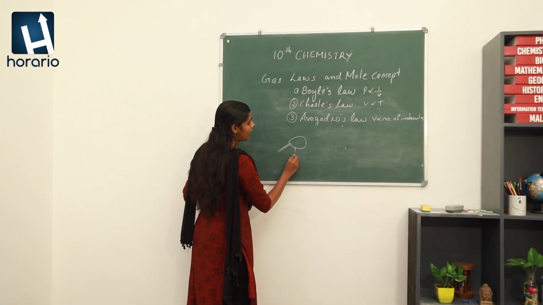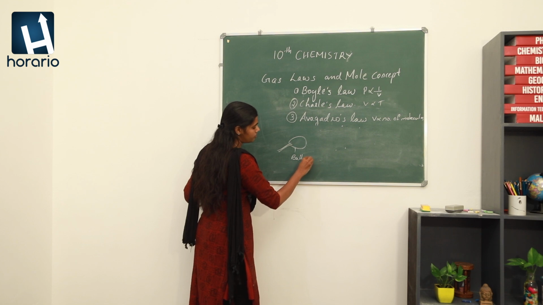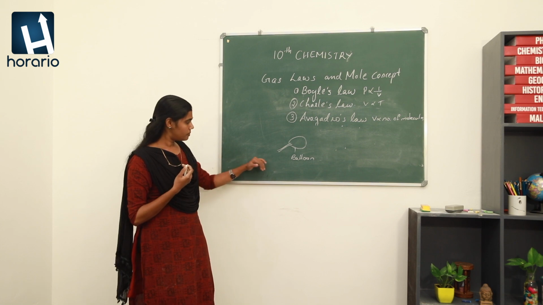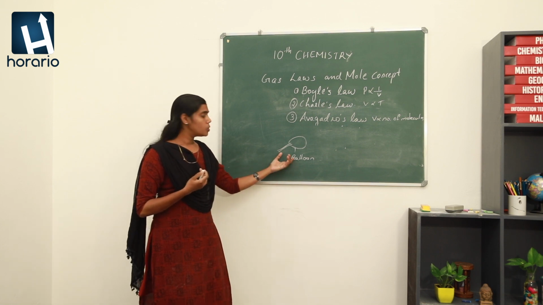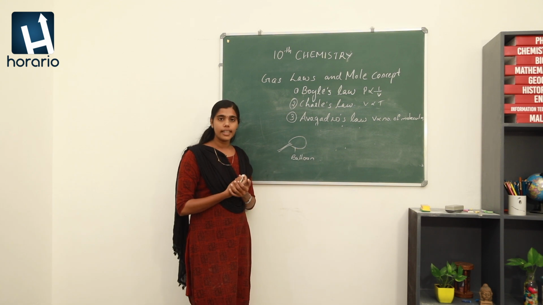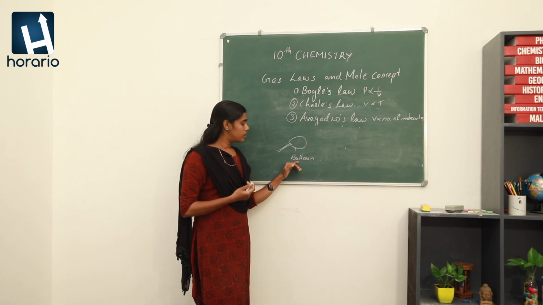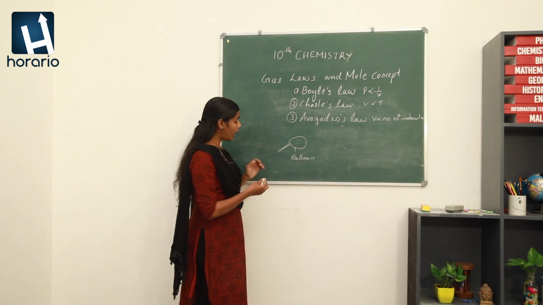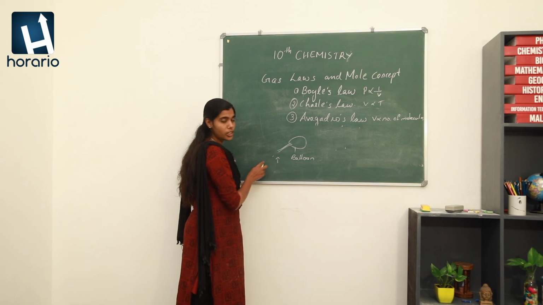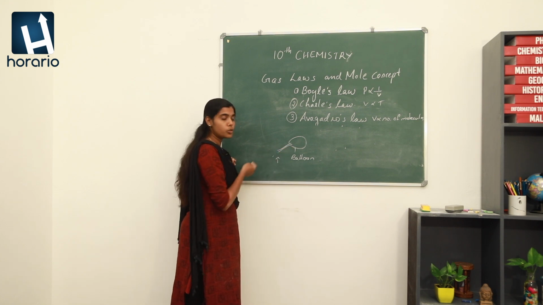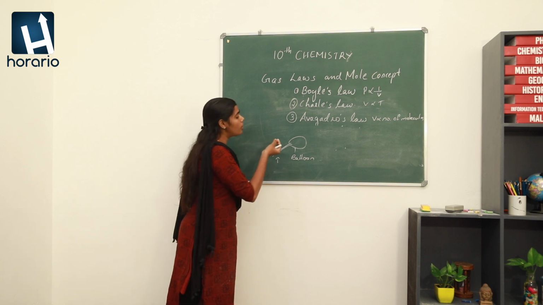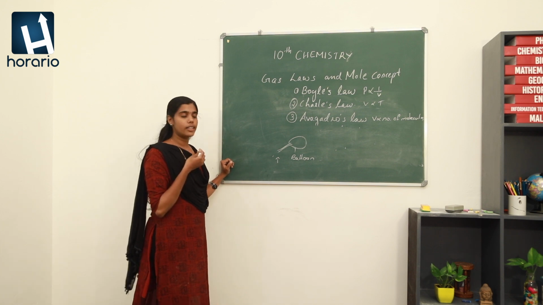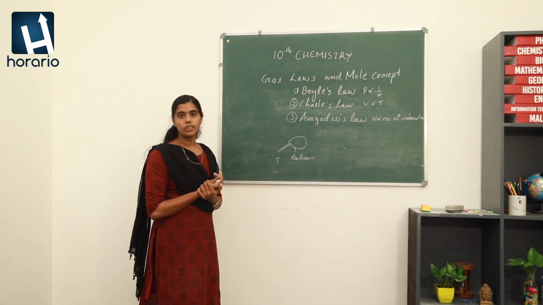So, I have a balloon in my hand. It's at room temperature and normal pressure. I need to increase the volume inside the balloon. The temperature and pressure are constant. How can I increase the volume? I can just pump air or blow air into this balloon. That is, the number of molecules is increasing and hence the volume is also increased. That is an application of Avogadro's law.